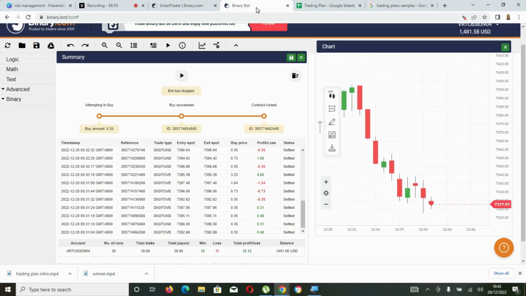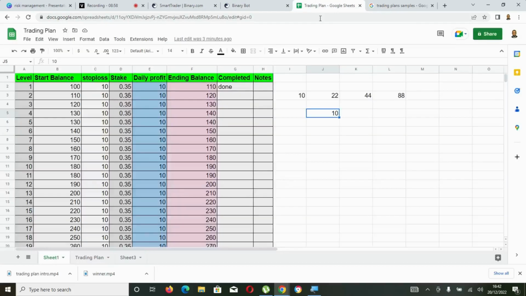Scenario number three, if I attain my daily profit, for instance, in this case my daily profit is 10, then I exit trading. I don't continue trading because now I've achieved what I really want. So those are the three scenarios on which I can exit in this particular section of exit criteria.